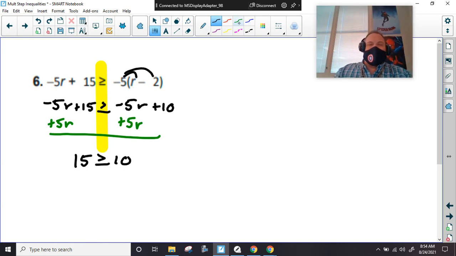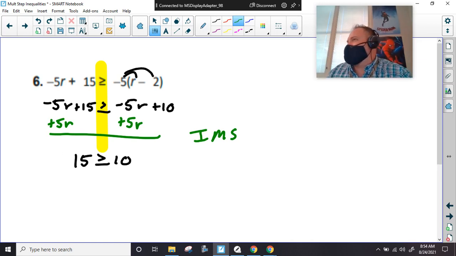All right. So this is a true statement because 15 is bigger than 10. So this would be IMS, or infinitely many solutions. Now, if you want to graph that, you would actually take a number line and shade it all the way in. So that doesn't make sense for that. Okay? That's why we're not graphing these.